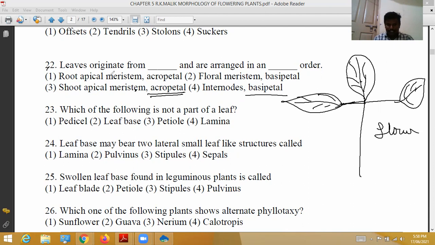So for the 22nd question, the correct option is the third option. Leaves originate from shoot apical meristems and are arranged in an acropetal order.